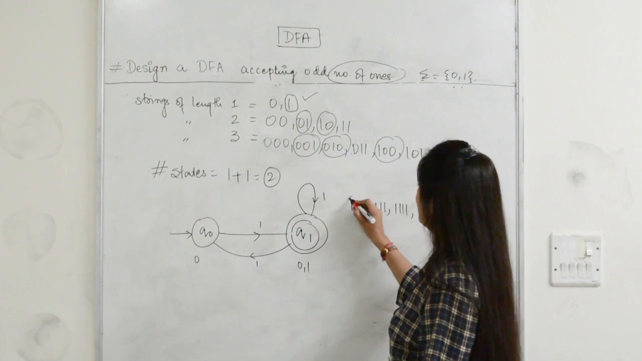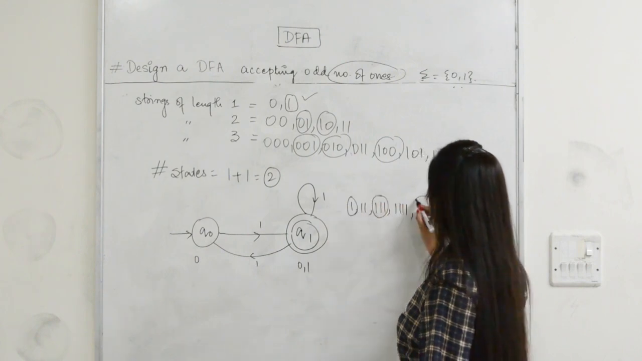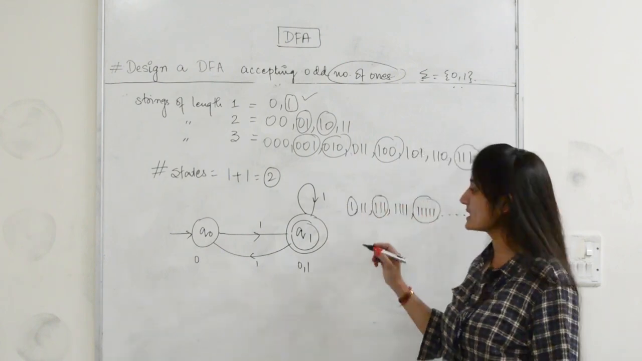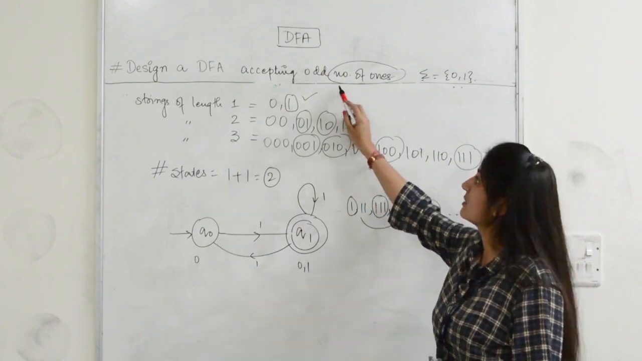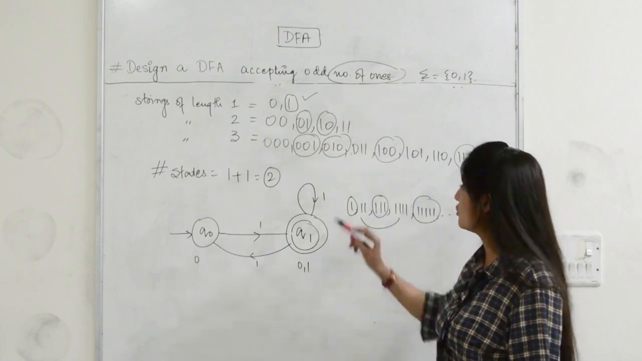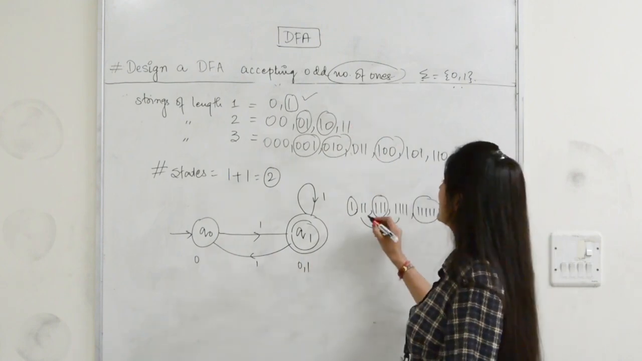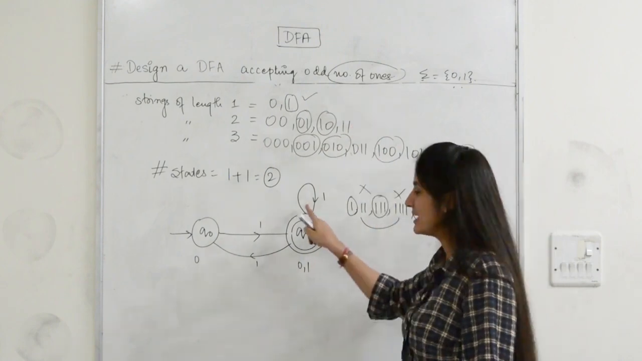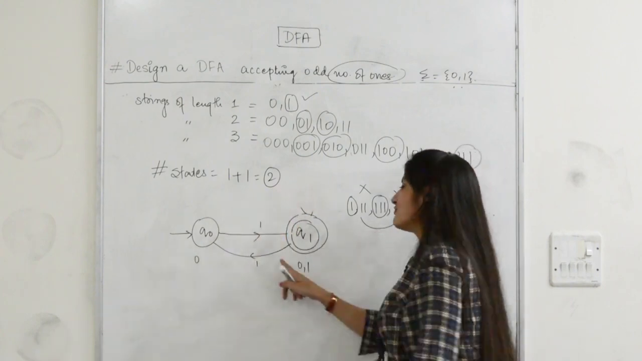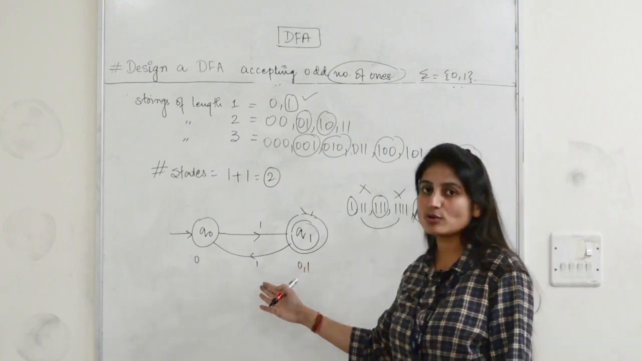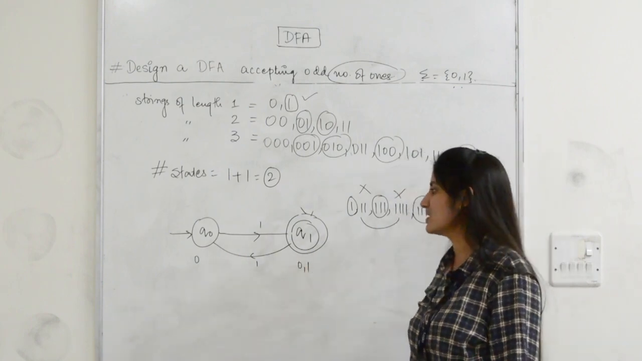So this is accepting odd number of ones, but it is also accepting even number of ones, which is against the question because it has to accept only odd number of ones. So we can clearly say that this particular transition is wrong. But we also have to justify the other transition, because maybe it can be wrong, so we have to make some other changes to this DFA.